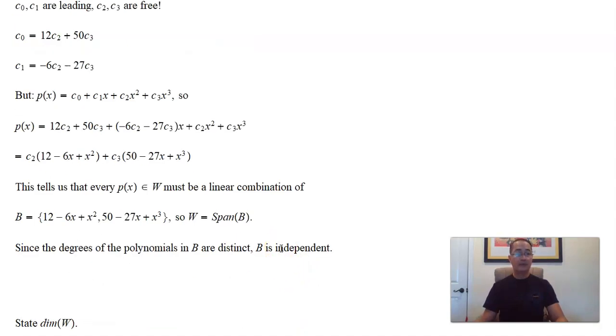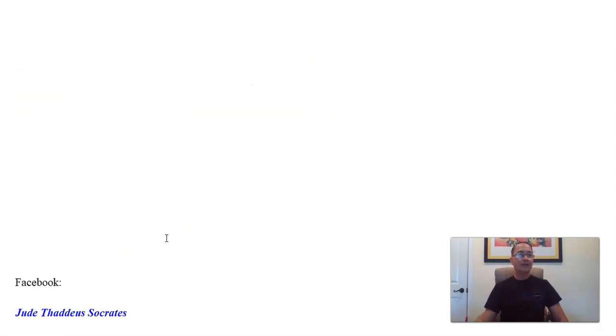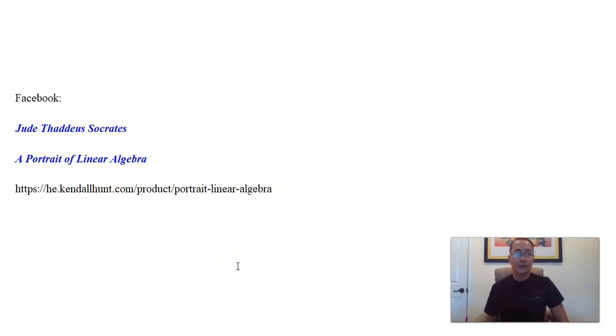That property is, of course, very useful in other examples where you might have 3 or 4 polynomials in your spanning set. If the degrees are all different, and they will be, that set will be independent. So therefore, B is a basis. Ta-da! What is the dimension of W? The easiest part, how many vectors are in it? 2. So W is a two-dimensional subspace of P3, which is 4-dimensional. There we go, yippee! So that is our video for today.